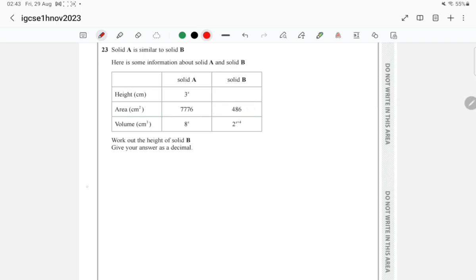Okay, so if we are working with similar solids or similar shapes, if I have the scale factor, if this is x, this will be x squared, this will be x cubed, right? Now let's see what I can do over here. So I want to know by how much this is changing over here, right? So my scale factor here would be 7776 divided by 486. And this will give me 16. So it means I am multiplying by 16 over here. Now 16 looks like 4 to the power of 2, isn't it? So the scale factor would be 4. And then here it is 4 to the power of 2. Here it should be 4 to the power of 3.